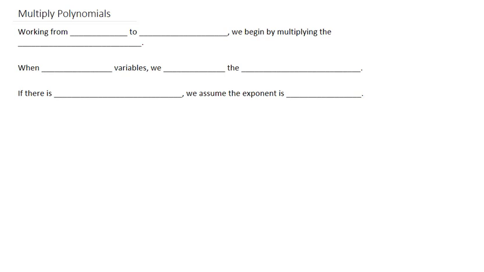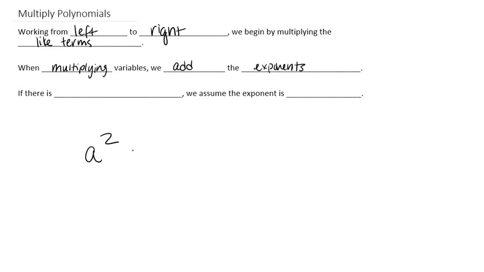Multiply polynomials. When we are multiplying polynomials, we're going to work from left to right. And we'll begin by multiplying like terms. So when we are multiplying variables, we add the exponents. So if we have a squared times a to the fourth, we will add these exponents because we have a like term here, which is a. So we keep a and we go 2 plus 4, which then becomes a to the 6.